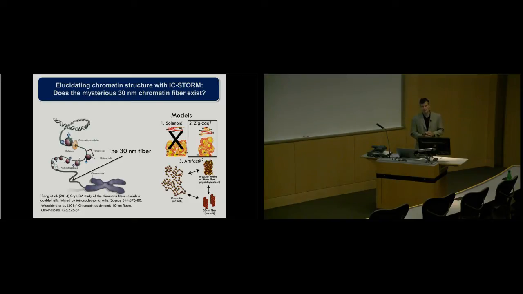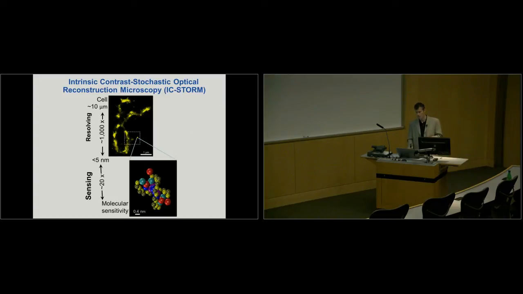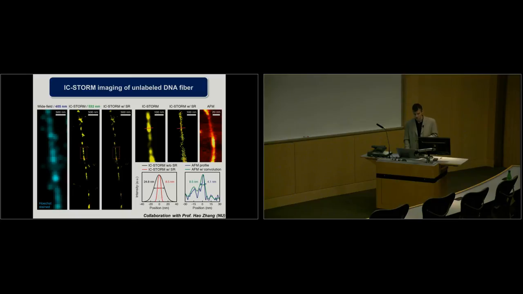The problem is, in the past several decades, there has been really lots of confusion. Some papers argue what the structure is. Some studies even say that the structure doesn't exist. It's an artifact of cell preparation, fixation for electron microscopy. So it's just an example of how little we know about the high-order chromatin structure. That's where IsoStorm may become a very powerful technique to address this kind of questions.